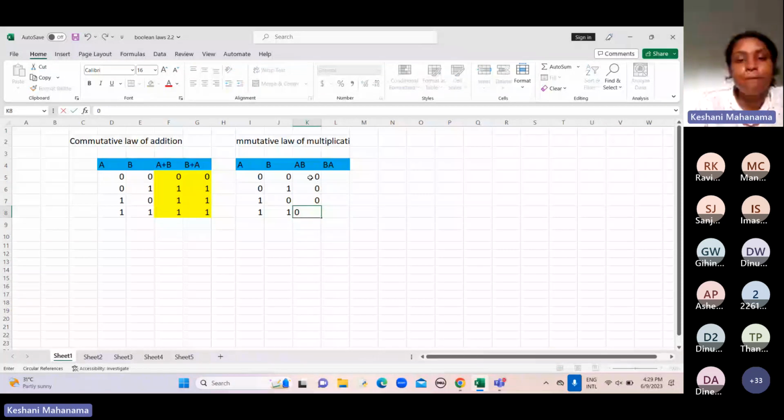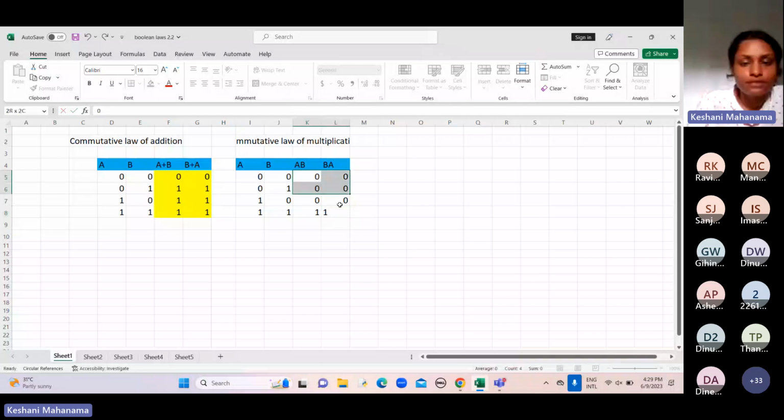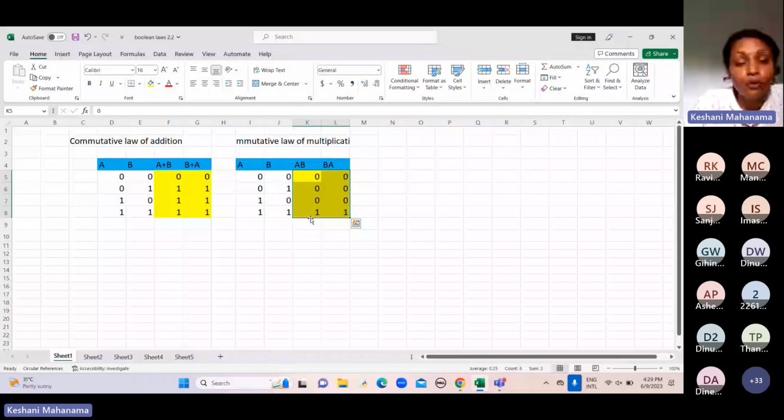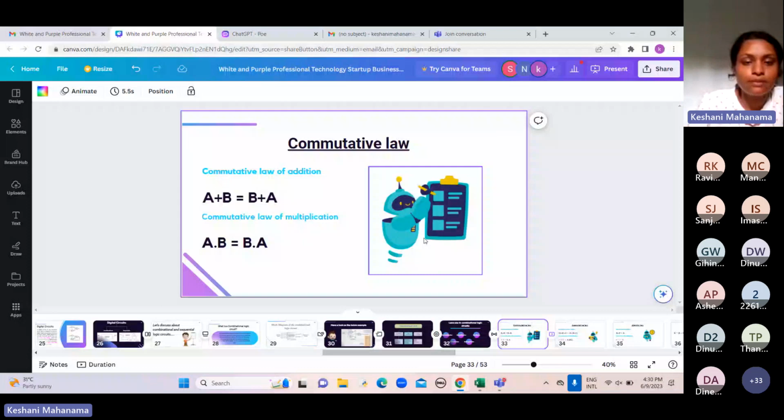The next one is B multiplied by A. So 0 into 0 is 0, 1 into 0 is 0, 0 into 1 is 0, and 1 into 1 is 1. In this also you can see that the outputs of AB are equal to the outputs of BA. So this is how the commutative law holds.